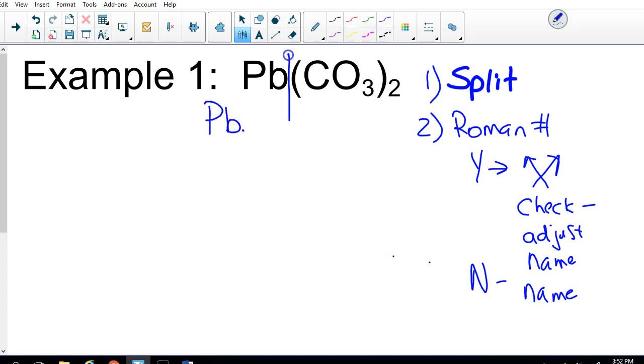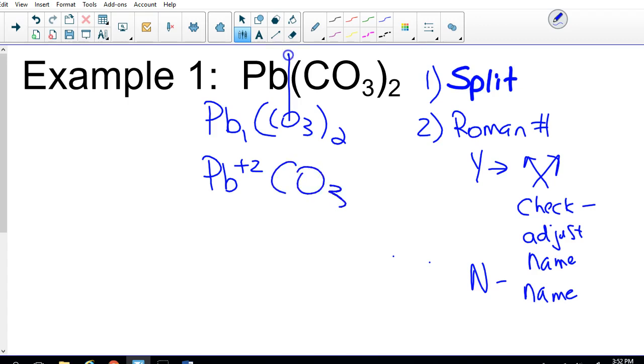Remember, this is really Pb1CO3 2. So you might put your numbers back in and then reverse crisscross. You only have to do that if you need Roman numerals. So this is going to be Pb plus 2, because it's always plus first, CO3 1 minus. So this 1 comes up, and this 2 goes up. That's how I got plus 2 and minus 1, always plus then minus.